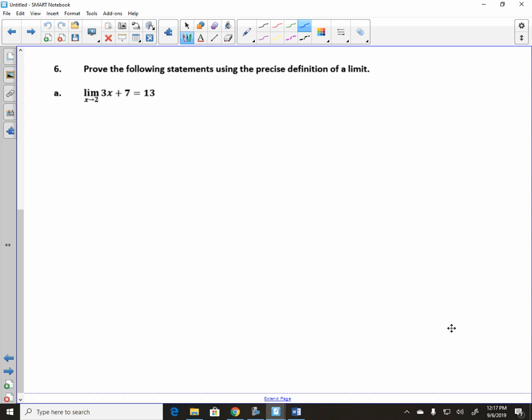Are you ready? It says, prove the following statements using the precise definition of a limit. The limit as x approaches 2 of 3x plus 7 is equal to 13. What is the function? What shape does that make? What x value am I approaching? Do you agree that the limit would be 13? Okay. Then what we do is this.